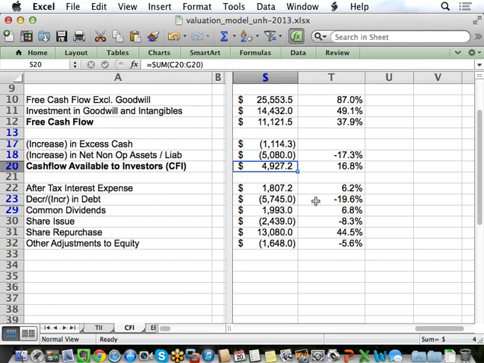Now, CFI, $4.9 billion. What did they do with their CFI? We're now on the funds flow side. $1.8 billion was used to pay interest expense. They had debt. They had to pay it off. What happened to their debt over the last 5 years? What does this number tell you? They actually increased and issued new debt to the tune of almost $5.7 billion.